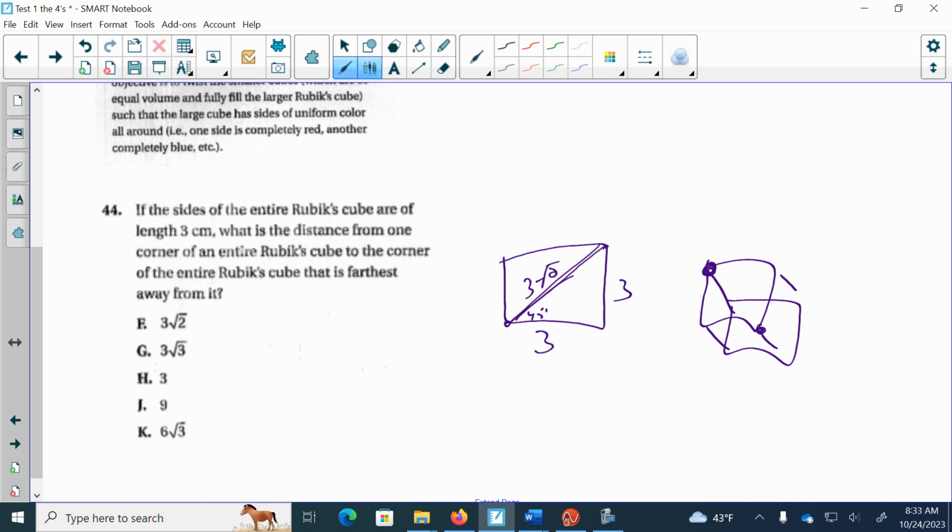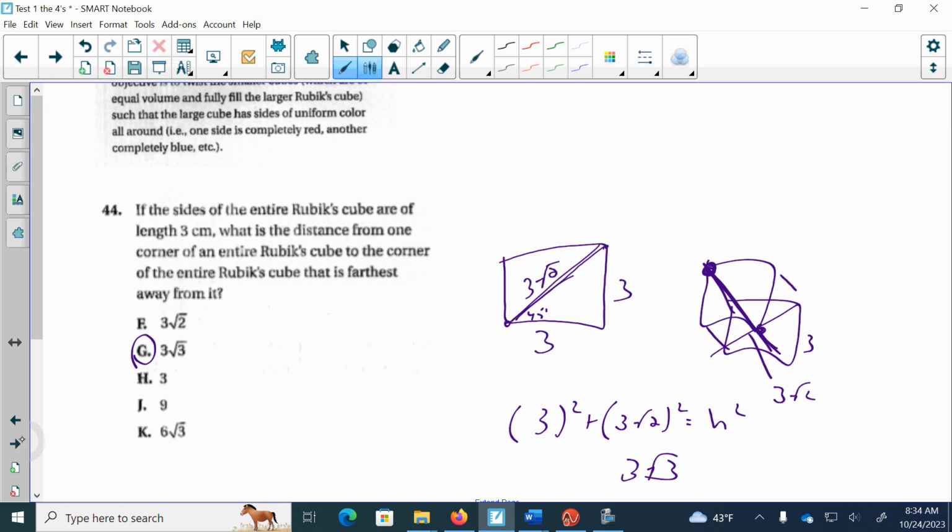Now I have a triangle where one of these sides is 3 times the square root of 2. The other side is 3, and to find the missing side, I'm going to do 3 squared plus 3 times the square root of 2 squared, and I'm trying to find that last side. When I do all that, I end up with 3 times the square root of 3. And that is going to be option G.